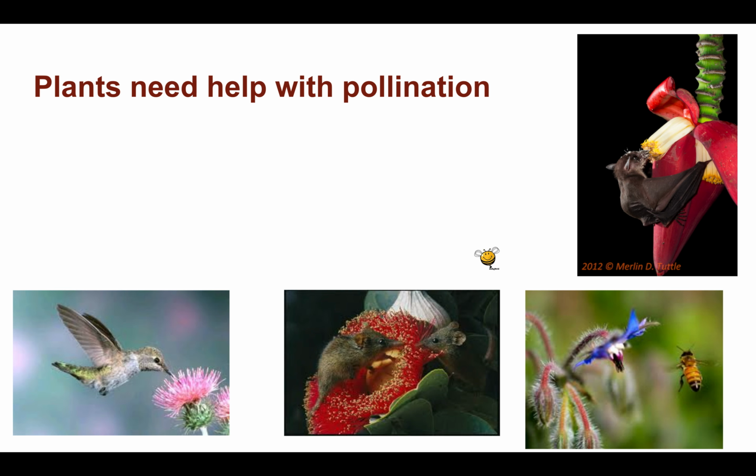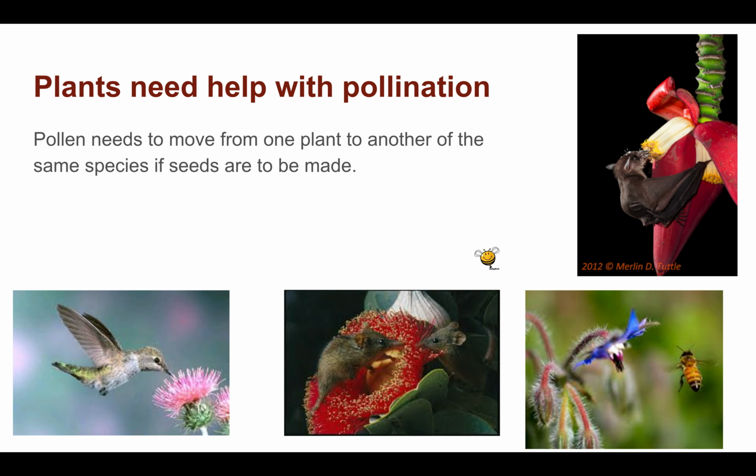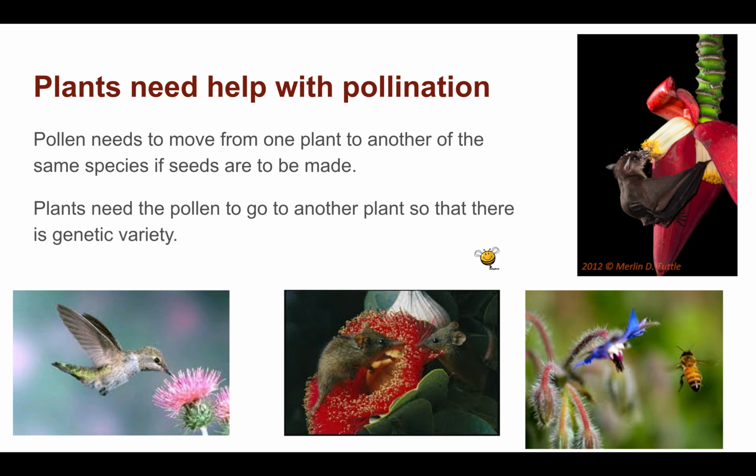And have a look at the images of some of the things that help with pollination. We've got birds, got some little possums, we've got some bees, and we've got a fruit bat up there in the right hand corner. So pollen needs to move from one plant to another plant of the same species if seeds are to be made. And we need the pollen to go to a different plant so that there's genetic variation and we don't have any sort of abnormalities developing in our plants.